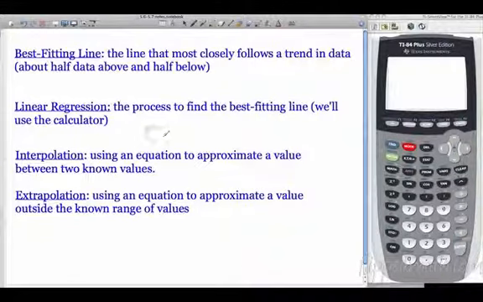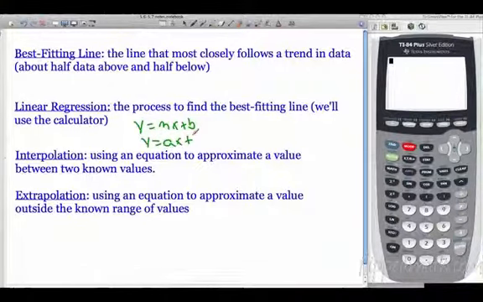Alright, linear regression. That's what we're going to do on the calculator, and it's the process to find the best fitting line. We're going to do that on the calculator, but we'll get this y equals mx plus b. Alright? In fact, I believe on the calculator it's ax plus b. Why does the calculator do it like that? Because they want to be difficult. No, I'm just kidding. Alright, but we just have to understand that a is going to be our slope and b is going to be our intercept, just like before.